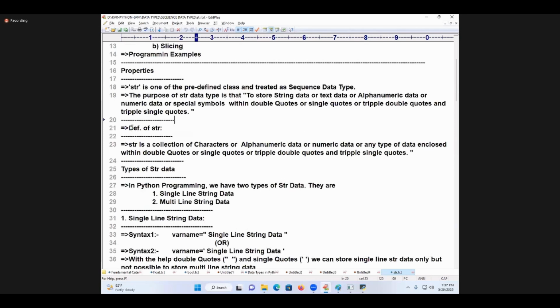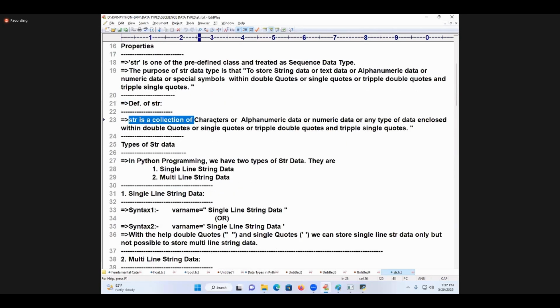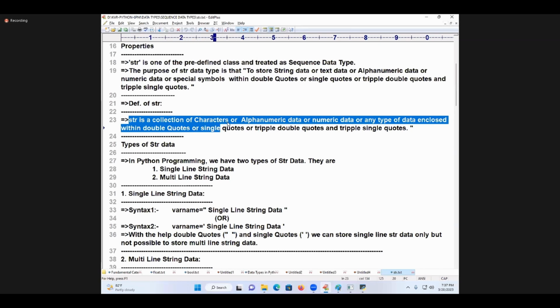Got it? Definition of string. A string is a collection of characters, alphanumeric data, numeric data, any type of data enclosed within double quotes, single quotes, triple double quotes, etc. That is called string. When you go to interview, when you answer like that, interviewer should feel that is a dynamite. It's like a gun. You have to give the answers like a gun. If you give your own answer, easily they will find out. The moment you open your mouth, they will find out what you are. Only 2 minutes is enough to decide what is your talent. Right.